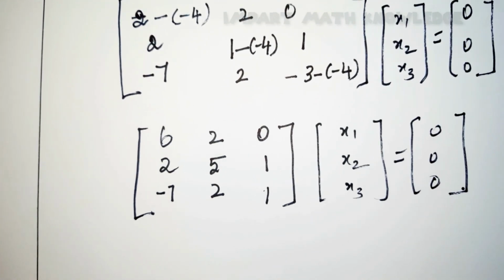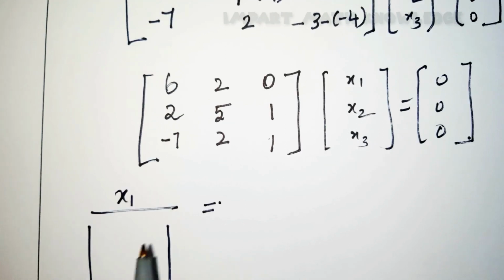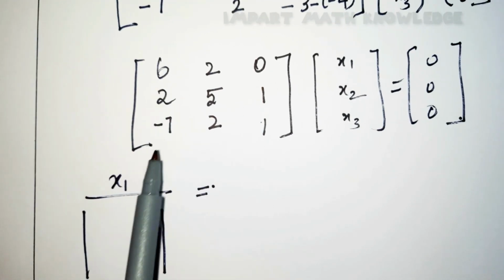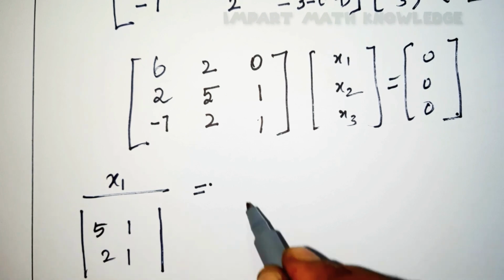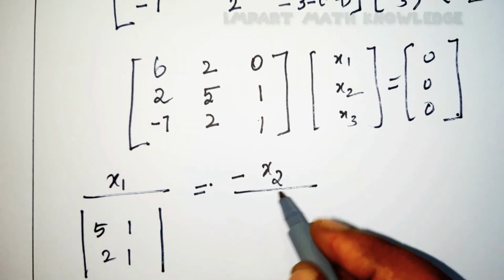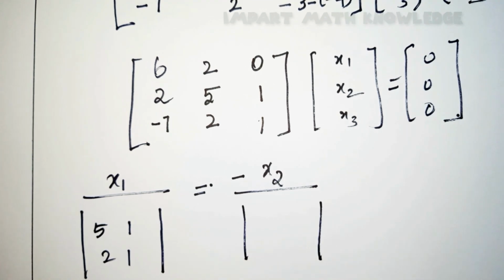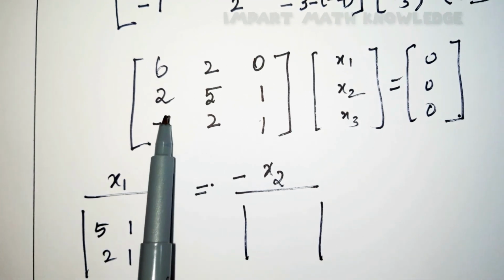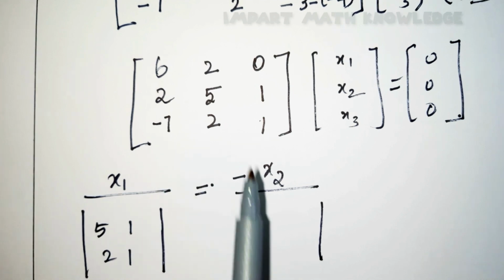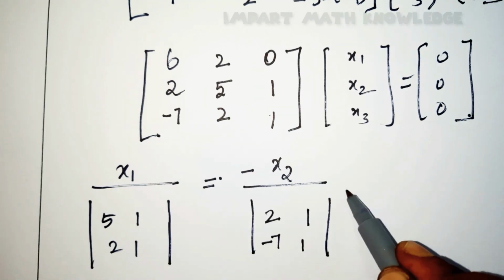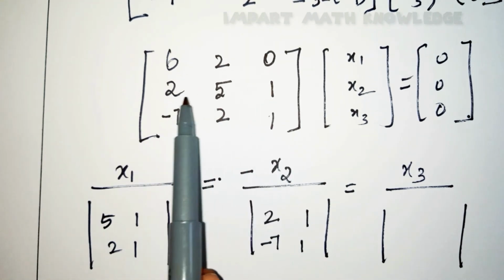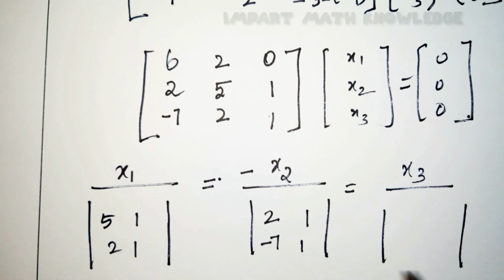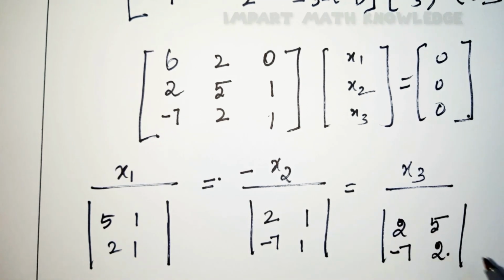Now we have to find the x1, x2, x3 values. For x1 you omit the first row, first column and write the remaining [5, 1; 2, 1]. Minus x2: for x2 you omit the first row, second column and write the remaining [2, 1; -7, 1]. For x3 you omit the first row, third column and write the remaining [2, 5; -7, 2].